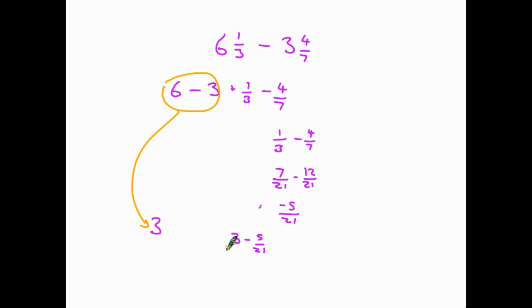5/21. That looks a little fiddly, but if you think about it, if we take one of the whole numbers, which leaves us with 2, and from that one whole number we take away 5/21, it means we are left with the other 16/21, and that is our answer. We'd look to simplify if we can. In this case we can't, so that is our final result.